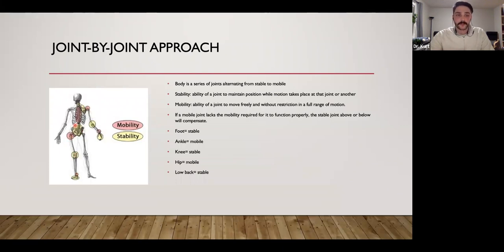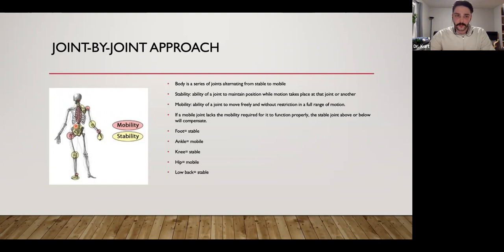Low back is stable, thoracic spine, the mid back, is mobile. The neck itself is relatively stable. And then we get into the base of the skull, and that's where we see some mobility. And we work our way out to the arm.